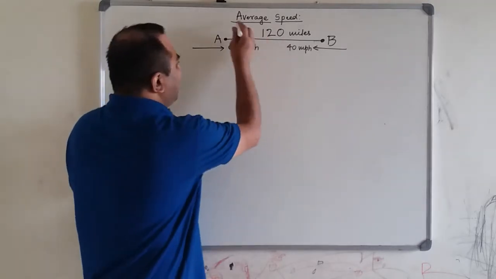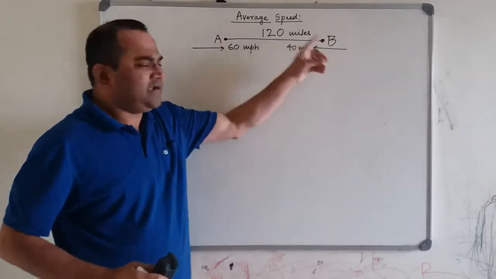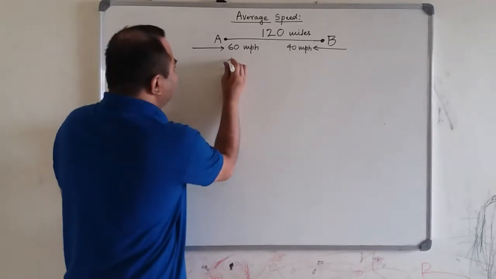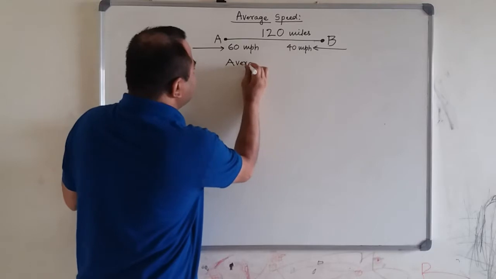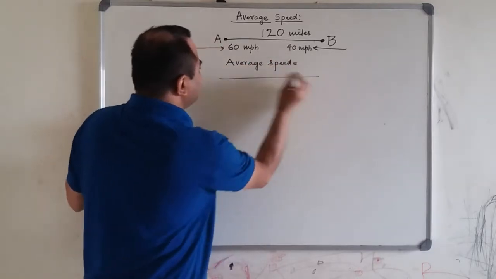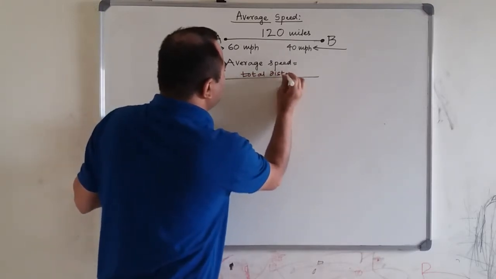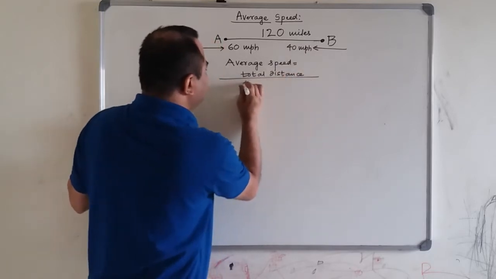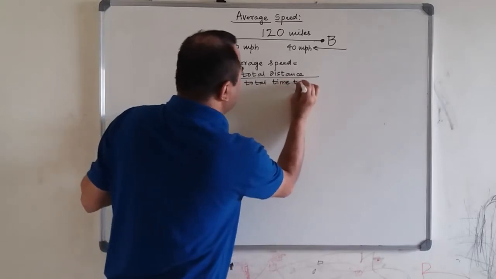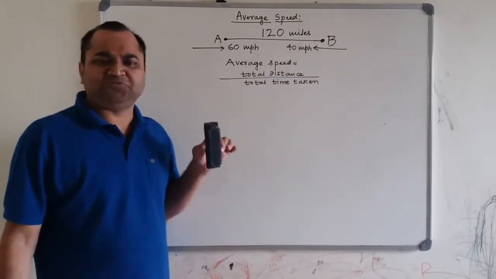Now let us find the average speed of the car over the entire journey between A and B to and fro. Average speed is determined by applying this formula. It is total distance travelled over total time taken. This is the actual formula to be applied for finding average speed.